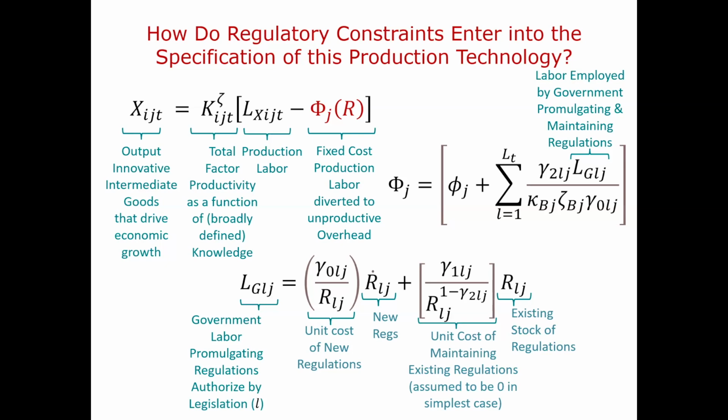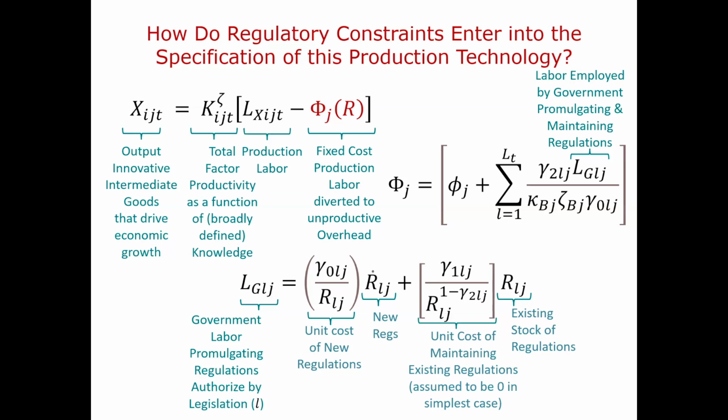And so that bottom equation is basically a regulatory budget that comes from how big of a budget Congress gives to an agency that's authorized by legislation L, and they can use that labor to do two things: to maintain an existing stock of regulations and also to promulgate new stuff. In the simplest version of the model, which is what we've fit to data right now, we've assumed that the maintenance cost is zero, so they're basically spending all of their labor on promulgating new regulations.